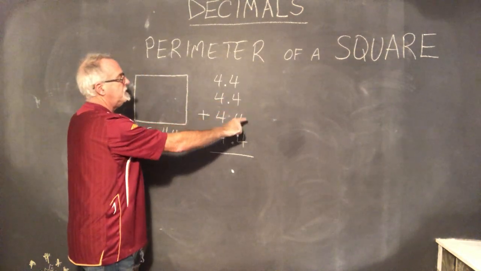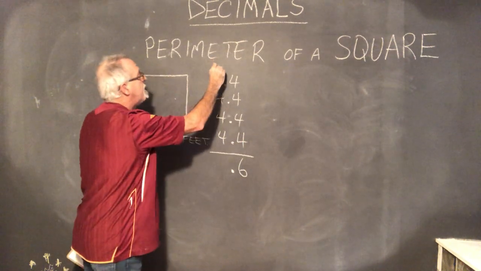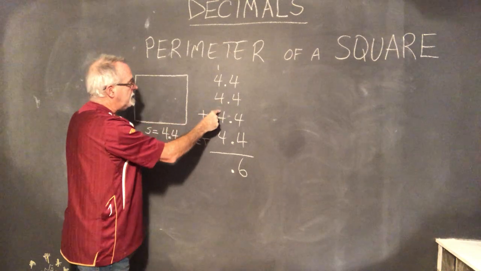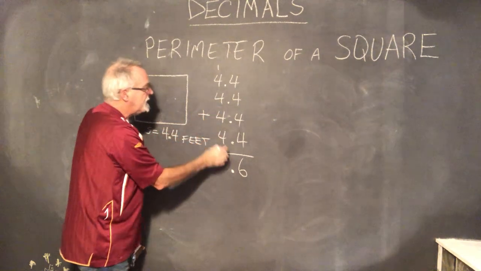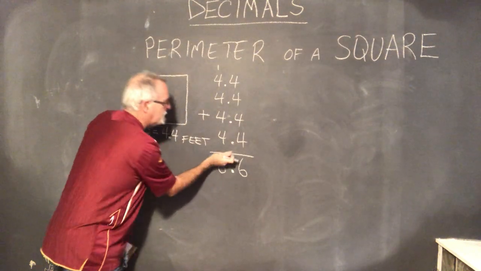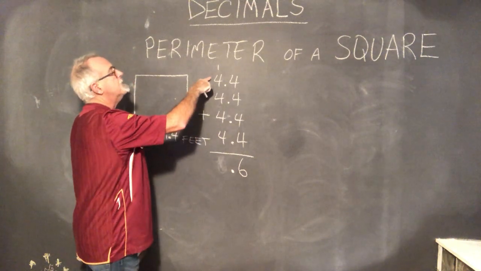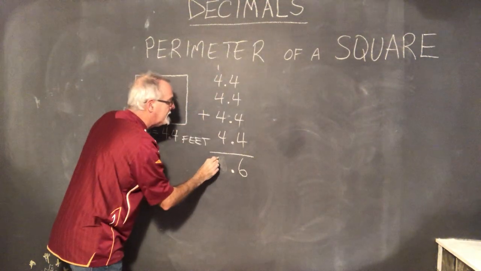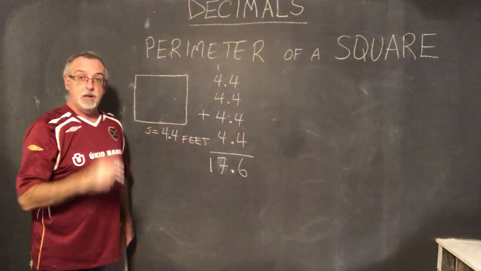4 plus 4 is 8, plus 4 is 12, plus 4 is 16. I'm putting a 6. I am carrying a 1. 4 plus 4 is 8, plus another 4 is 12, plus another 4 is 16. So I put another 6. Whoa, no, I don't. Slow down, Doug. 4 plus 4 is 8, plus 4 is 12, plus 4 is 16, plus the 1 I carried is 17. I don't need a 6, I need a 7. So I have 17.6. My decimal is already in the right place.